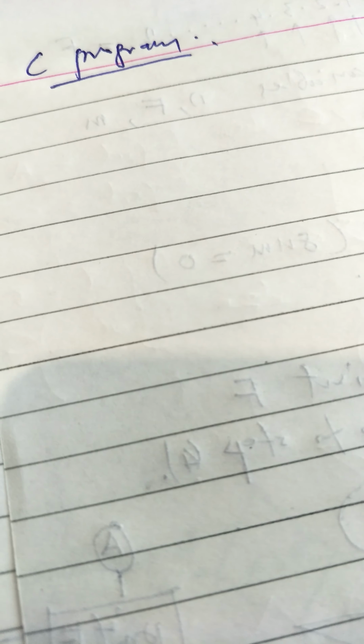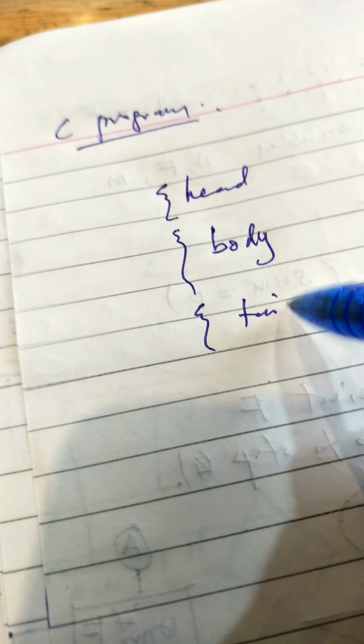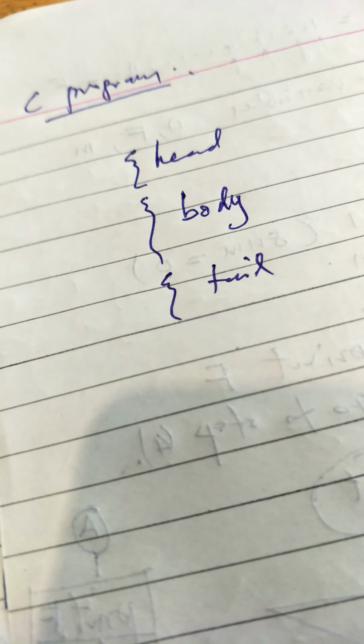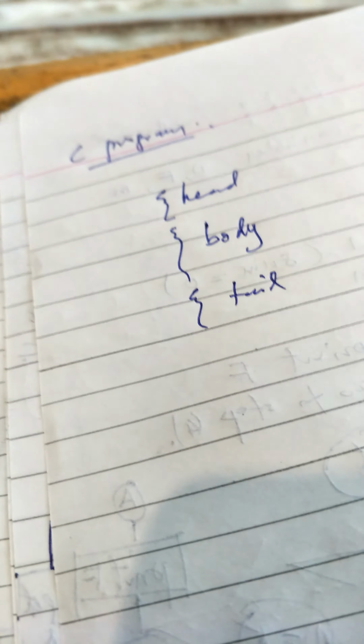Okay, now for the C program, the general skeleton, the general structure of the program. We need a kind of head, we need a body, and we need a tail. Must follow that order. What is head, what is body, what is tail?